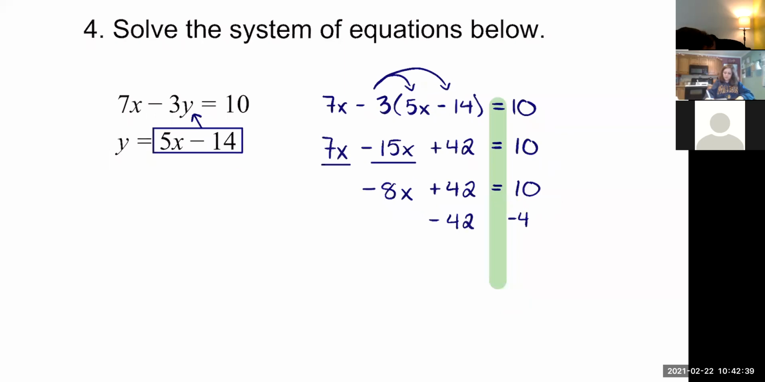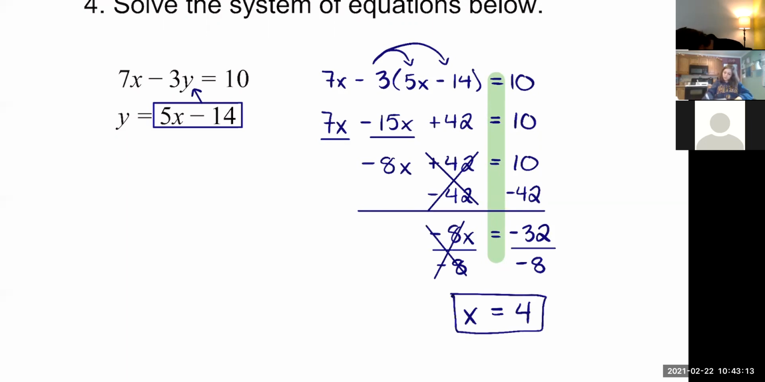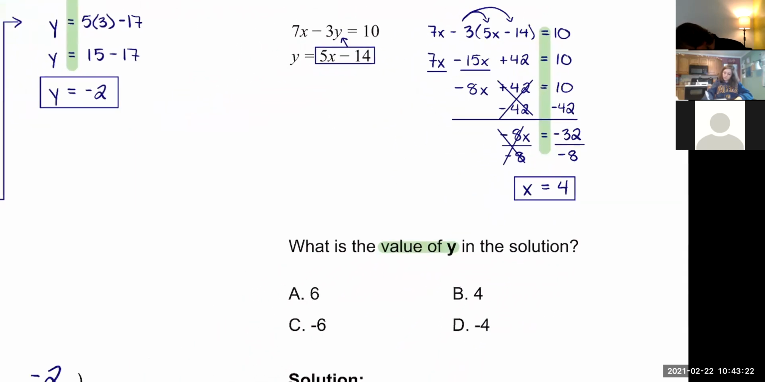Yep, subtract 42 from both sides. So negative 8x equals negative 32. And then divide both sides by that negative 8. You get a positive 4, which I believe is an option down below, right? Yes. But it says solve for y, so we have to plug the x in. Oh, goodness. Sorry. My tool. So be careful.